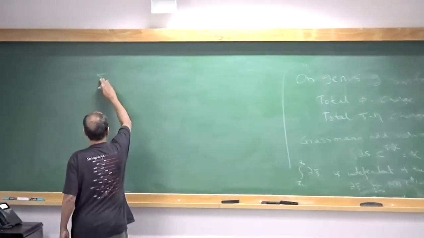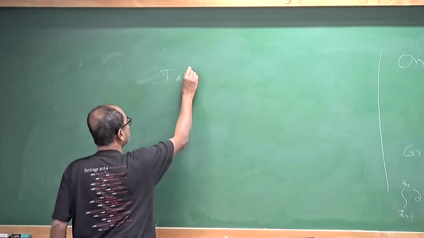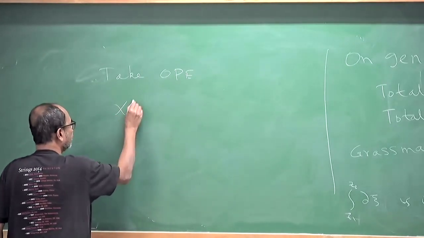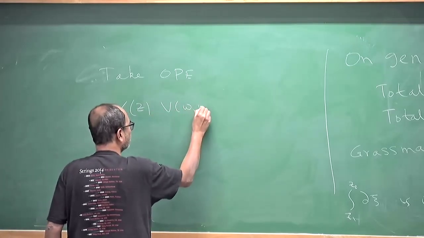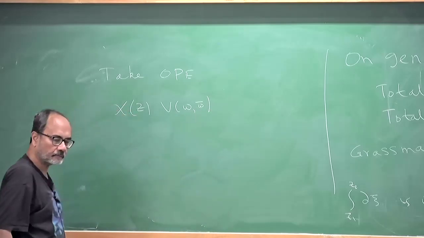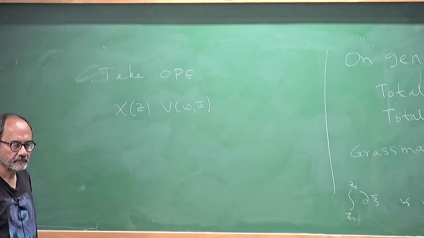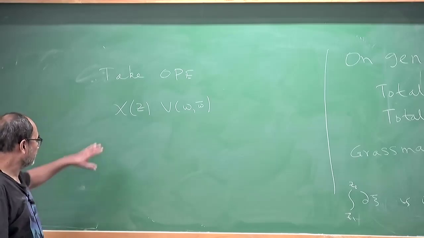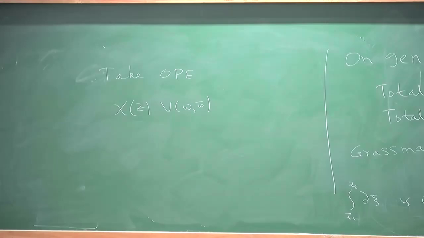Now take the OPE of chi of Z with V of W. V is an element of the cohomology of picture number Q. Did I say some picture number, right? Yeah, picture number Q.